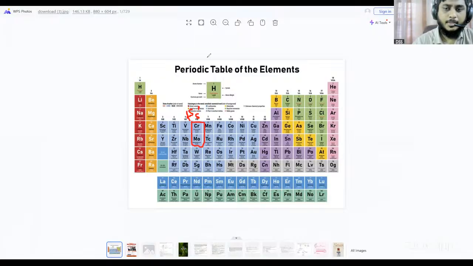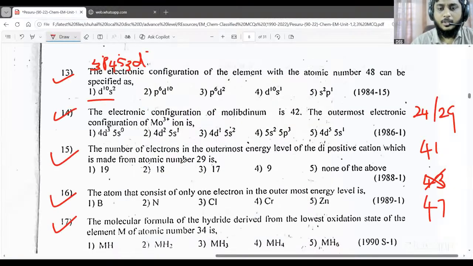Only chromium and molybdenum are included in our syllabus. Tungsten, W, is not there. Tungsten is normally used to make bulb filaments, so that is not in our syllabus. We only have to care about molybdenum. So 5S1 4D5 is the answer.